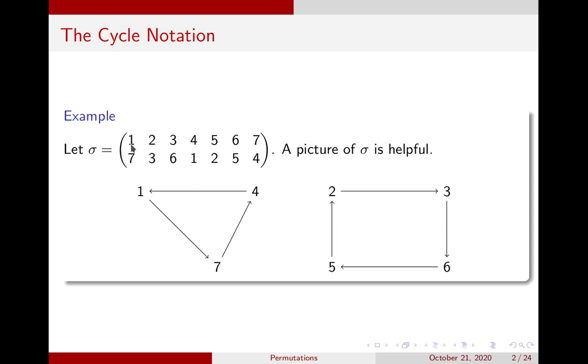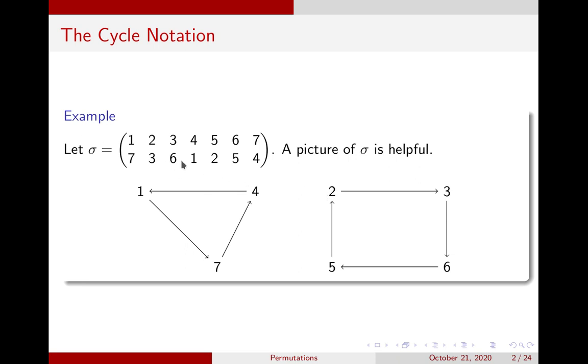Looking at the matrix notation for sigma, we see 1 is sent to 7. That's represented in this picture by an arrow from 1 to 7. Looking again at the matrix notation, 7 is sent to 4. So in the picture we have an arrow from 7 to 4. And 4 is sent to 1, so in the picture, that's represented by an arrow from 4 to 1. This is one cycle determined by sigma.